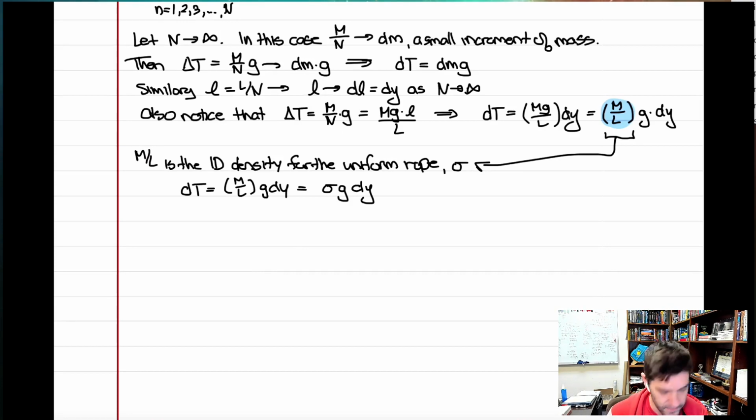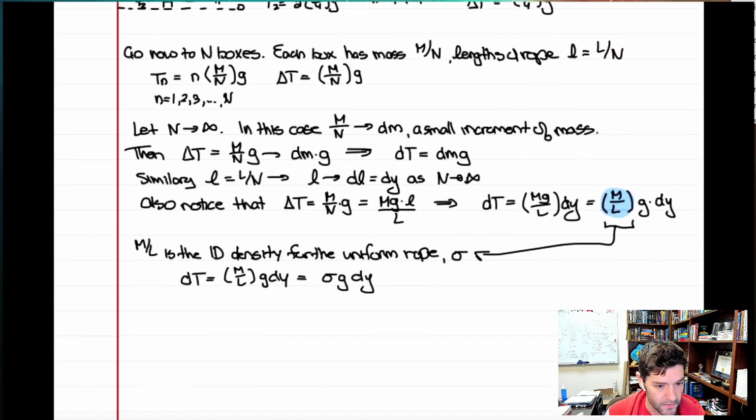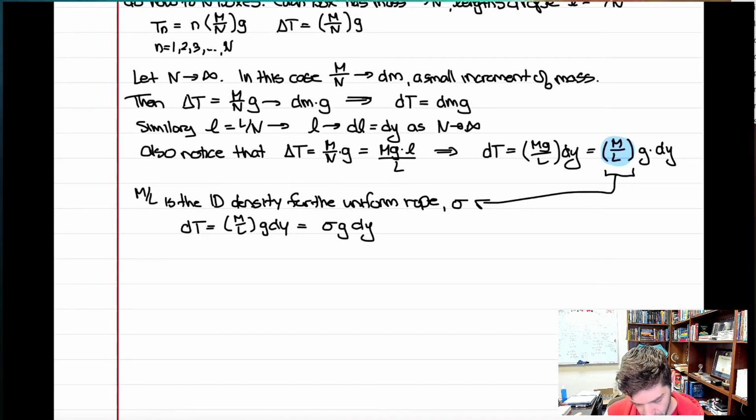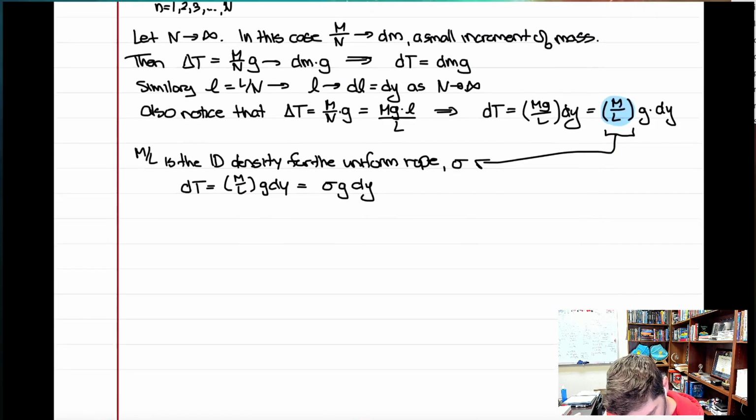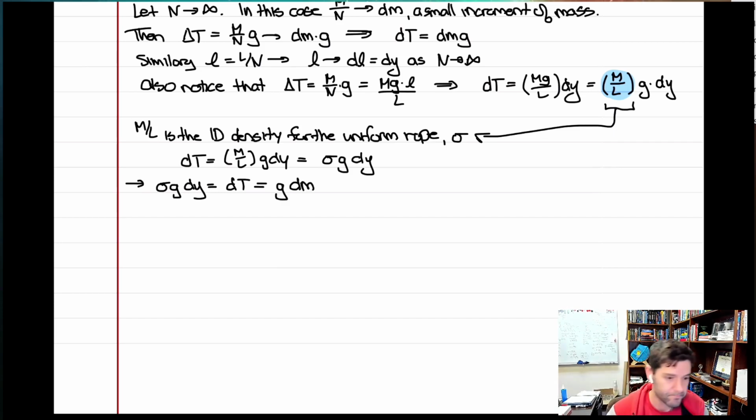But above, which I think I've lost, where I've lost it. Oh no, I didn't lose it. Now note, if I look at this expression, here's one expression I have for dT, and here's another expression I have for dT. So this also implies that sigma g dy, which equals dT, is also the same thing as g times dm. Two ways I arrived at the same expression for how the tension changes as I go up a tiny little piece of rope.